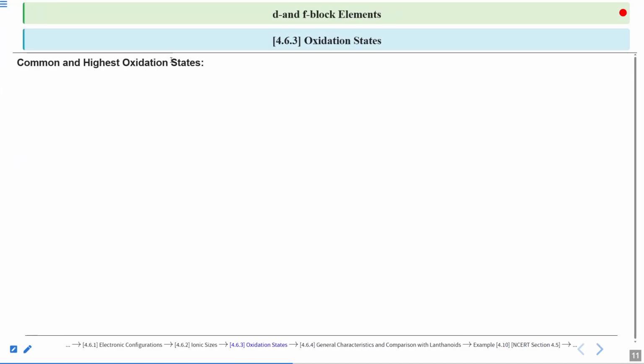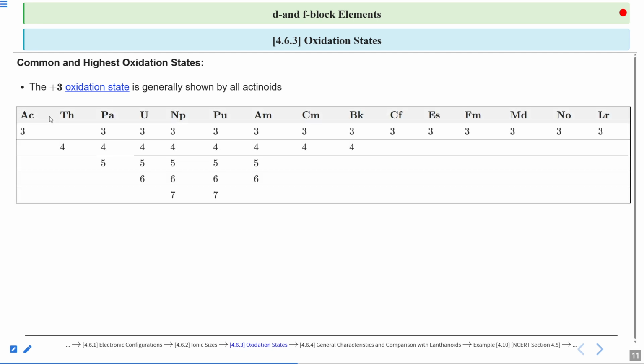Common and highest oxidation state. We have also seen in the lanthanoids that the common oxidation state was +3, right? Here, let's see what is the common and the highest oxidation state shown by the actinoids. So the +3 oxidation state is generally shown by all the actinoids. You can see in this table, from actinium, thorium, protactinium, uranium, and neptunium to lawrencium, the oxidation state shown by each element is given.